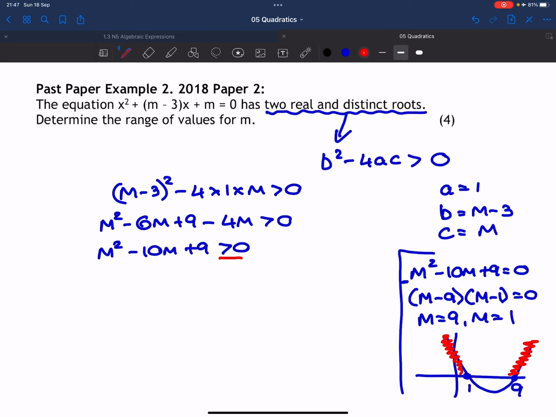So the bit in red tells us what it's going to be. So it's going to be whenever m is less than 1 and whenever m is bigger than 9. Okay?